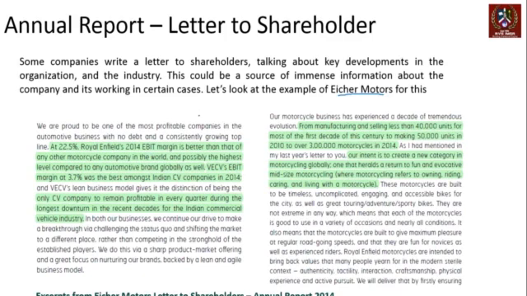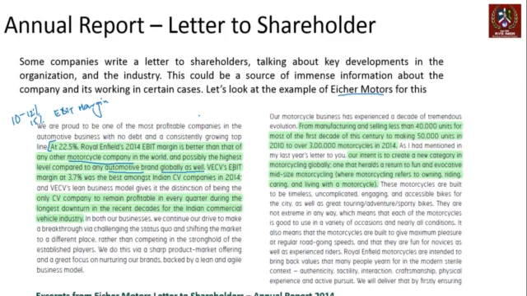report, which says, for example, that at 22.5%, Royal Enfield's 2014 EBIT margin, earnings before interest and tax margin, is better than that of any motorcycle company in the world, and possibly the highest compared to any automotive brand globally as well. Usually, two-wheeler companies have about 10 to 12%, or 10 to 15% in the best case, of EBIT margins. The green highlighting has been done by us to understand what are possibly some of the more important parts.